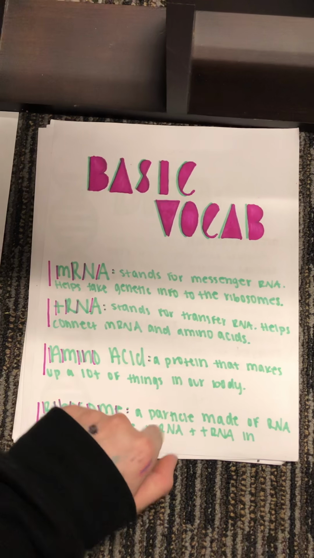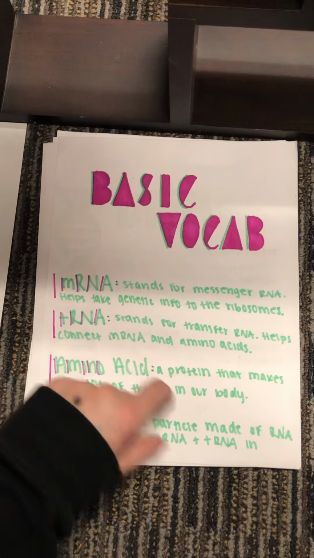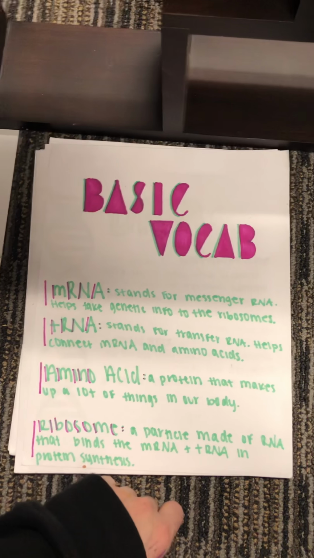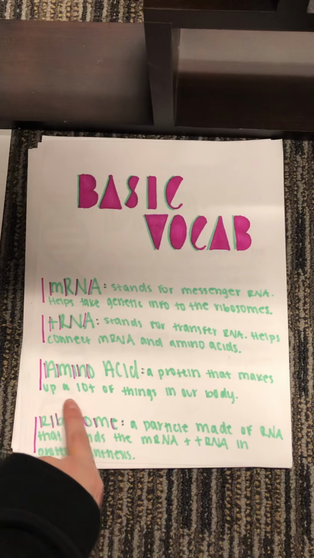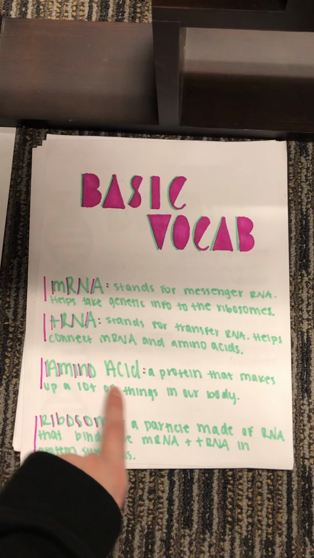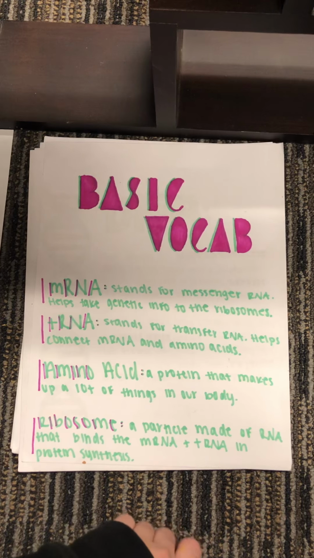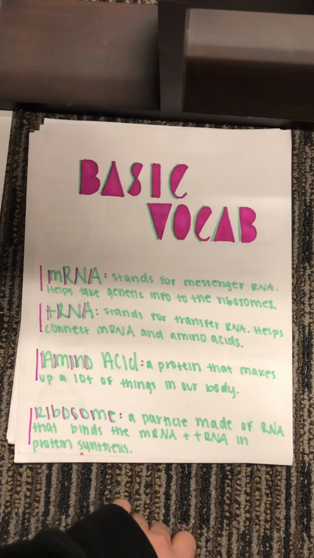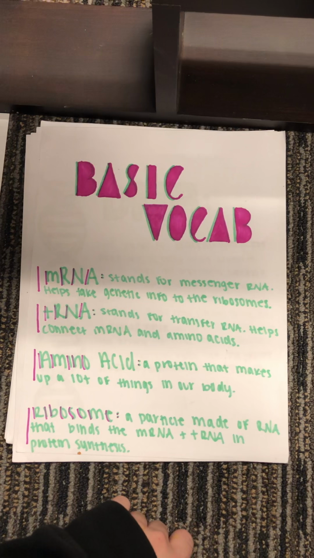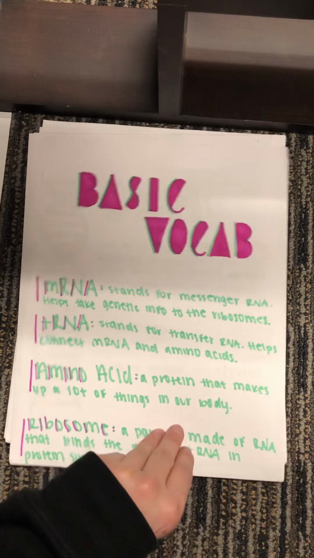The second word you would need to know is tRNA, which stands for transfer RNA, and it helps connect the mRNA and the amino acids together. And then the third word would be amino acids, and it's a protein that makes up a lot of things in our body. And then the fourth word would be ribosome, a particle made of RNA that binds the mRNA and tRNA into protein synthesis.